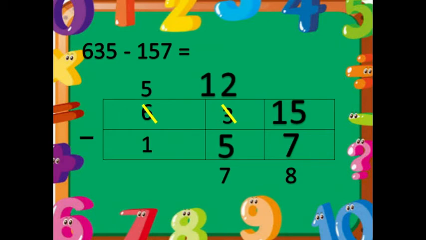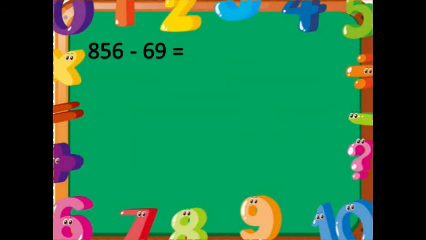Next, after the tens, we will proceed to hundreds. In hundreds, we have the numbers 5 and 1. 5 minus 1, the answer is 4. So the difference of 635 and 157 is 478. Okay, another example we have here, 856 minus 69.